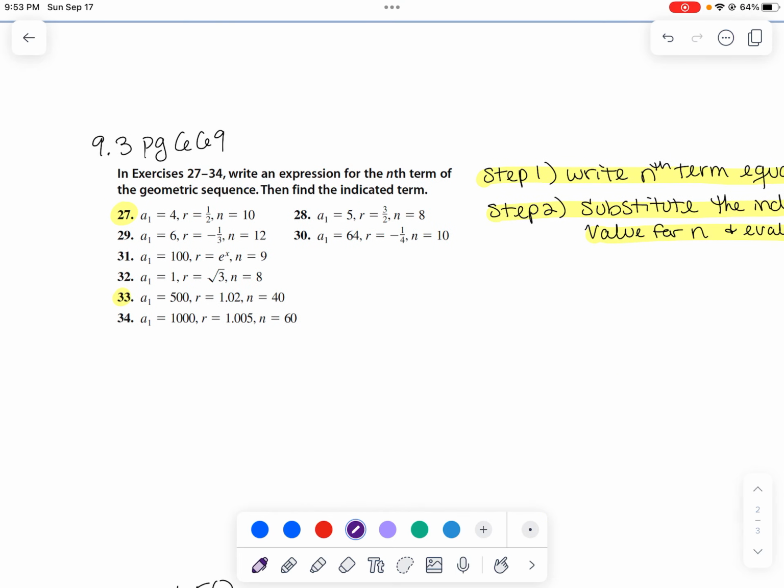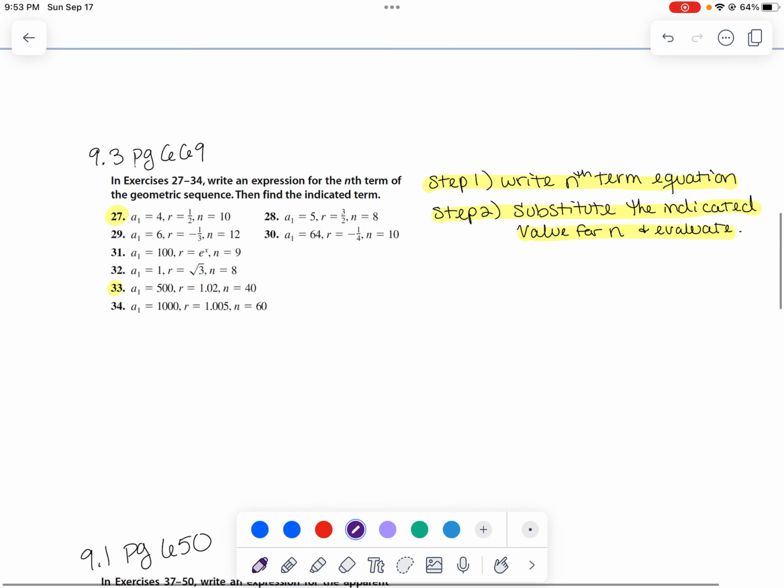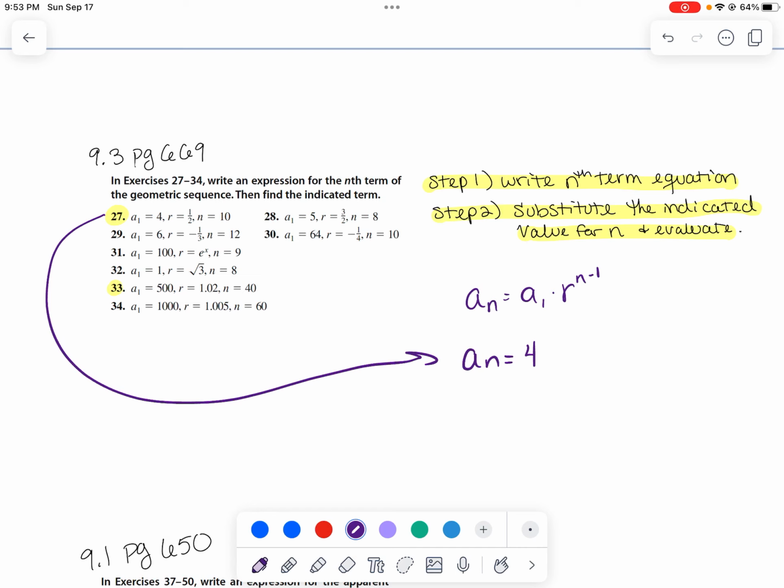And then on the next page, we're using the formula for a geometric sequence. So a sub n equals a sub 1 times r to the n minus 1. You could also use a sub 0 times r to the n, but all of these are giving you a sub 1, so it's easier to do that. So first, I would substitute in 4 for a sub 1. Oh, sorry, I'll do 27. Times 1/2 to the n minus 1 power. So that's my equation for the nth term.